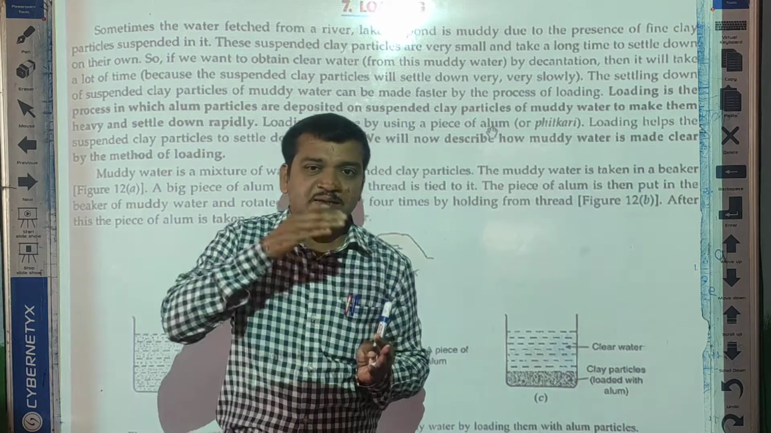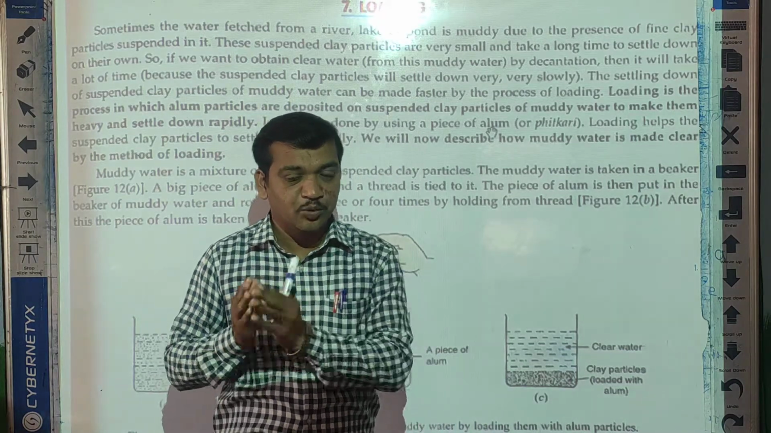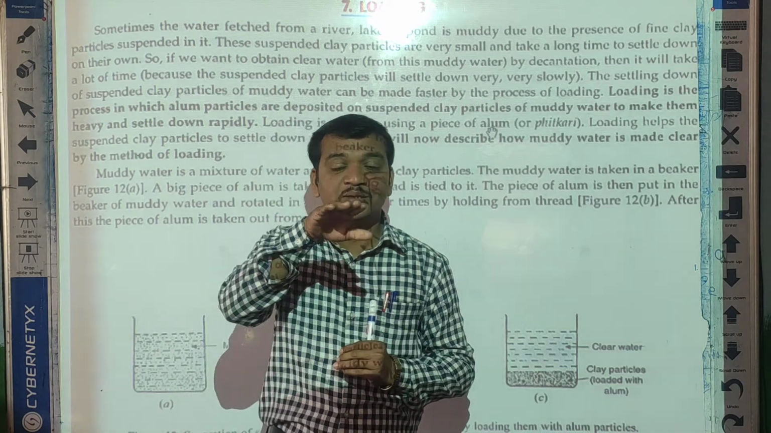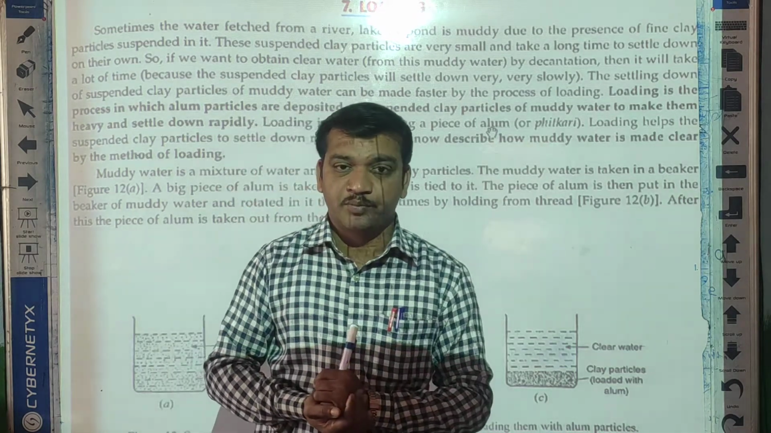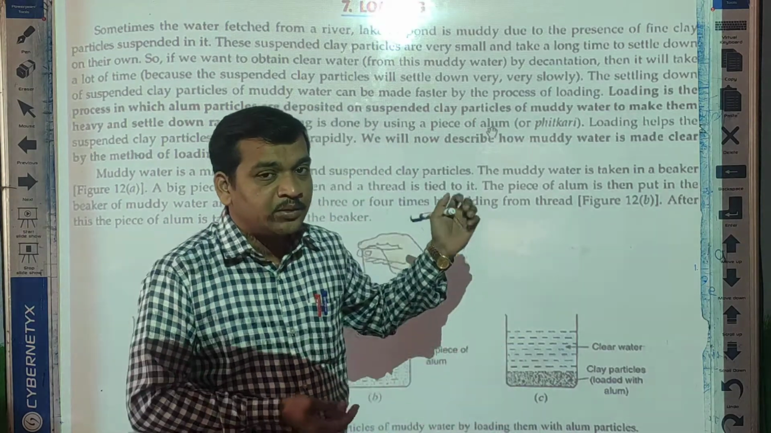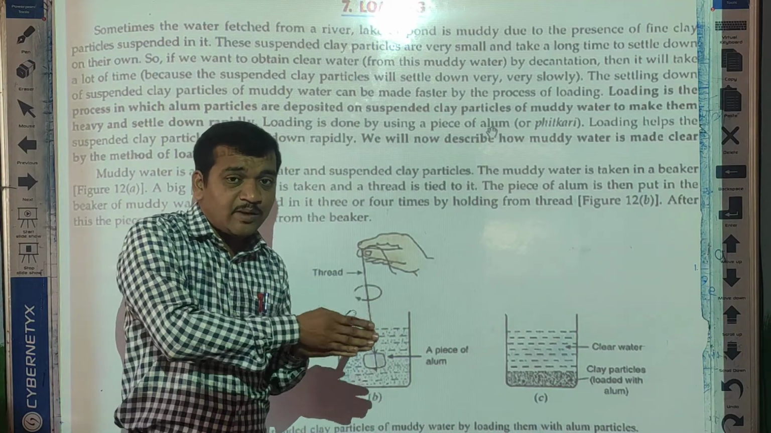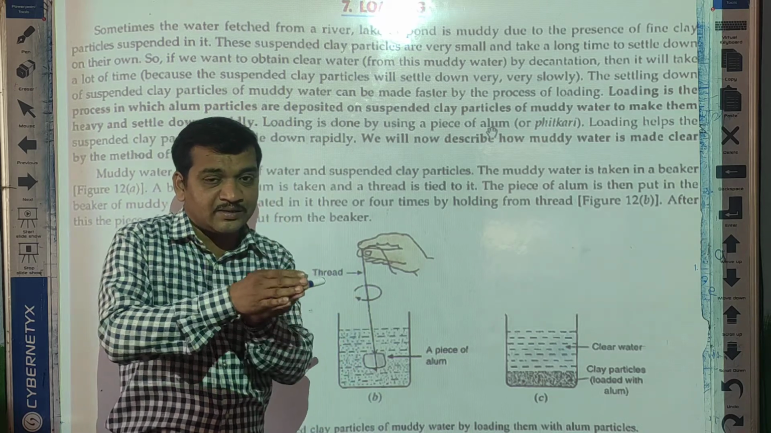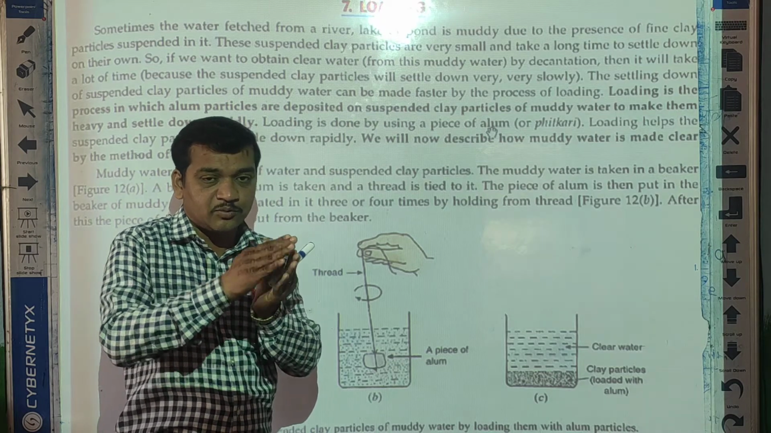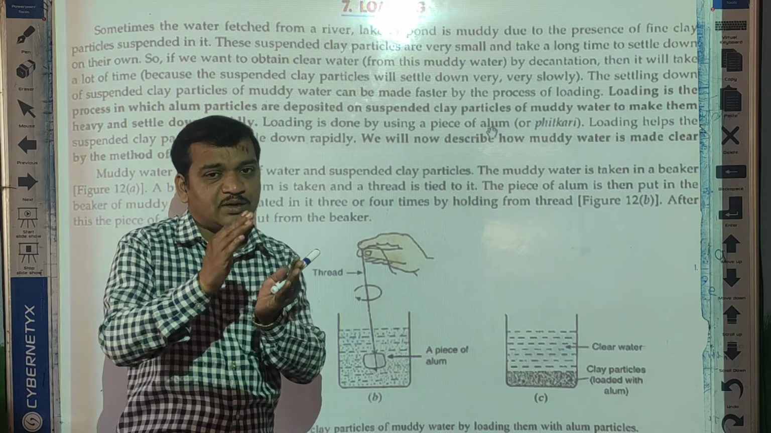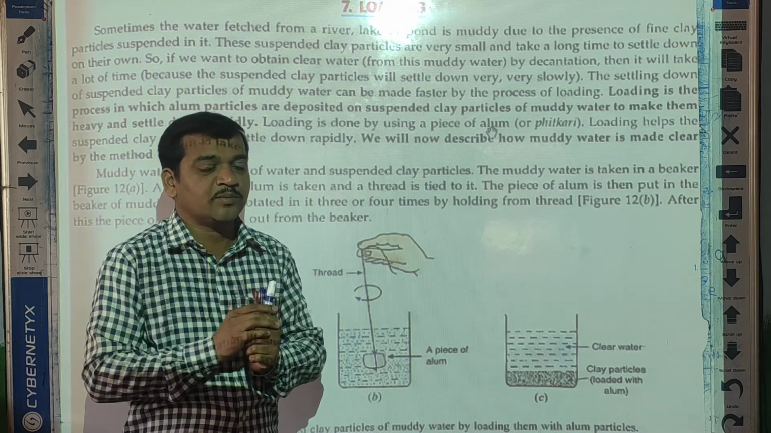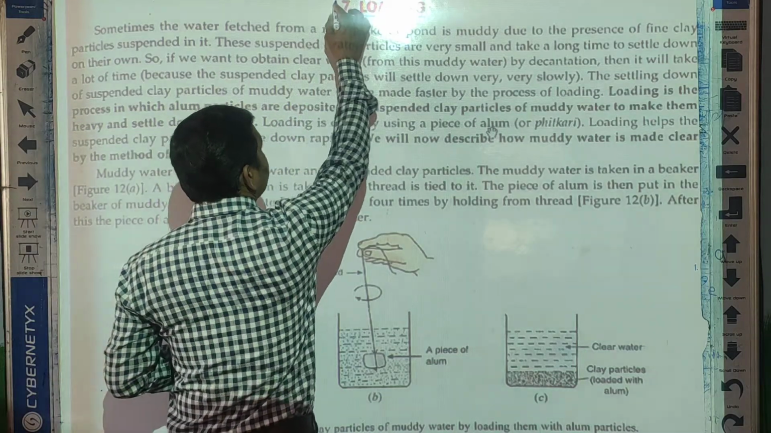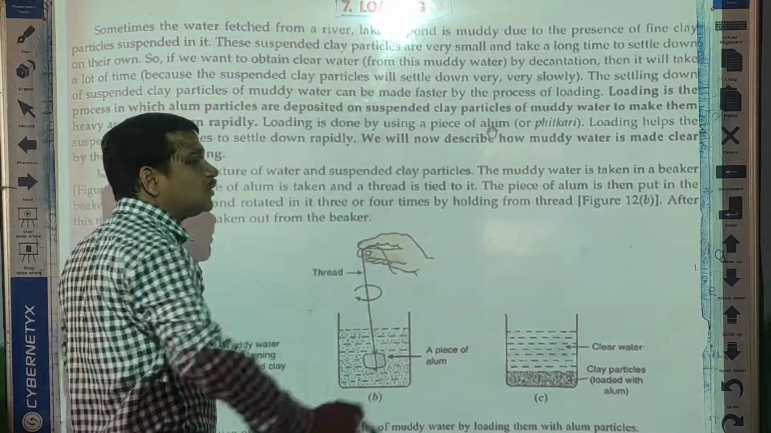By the decantation method also we can get this water pure, but the decantation method takes more time to settle all the impurities in the water. So with the same muddy water, we can separate out the mud or clay particles at the bottom. But the method is different, and that method's name is loading method. Now we are applying load.